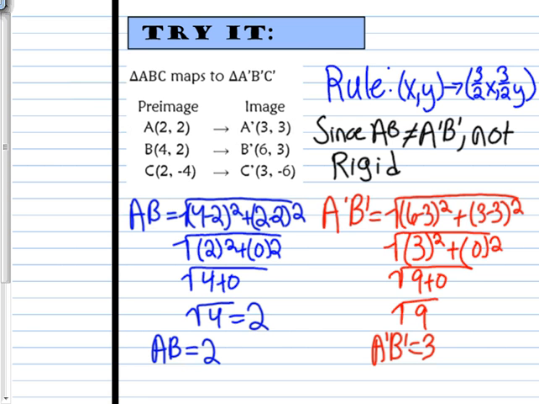Because I can tell that if I take this 2 and I multiply it by 3 over 2, it becomes 6 over 2, which becomes the 3. And so that's how the 2 became the 3. And you can try that for all of them. You definitely have to become really skilled at looking for these patterns. So first of all, I wrote the rule, and then I needed to check to see if it was rigid or not rigid. So to do that, I found the distance of one side. So I used AB, the (2, 2), the (4, 2), and the length of AB was 2. And then I used A prime B prime, and the length of A prime B prime was 3. So since AB does not equal A prime B prime, it is not rigid.